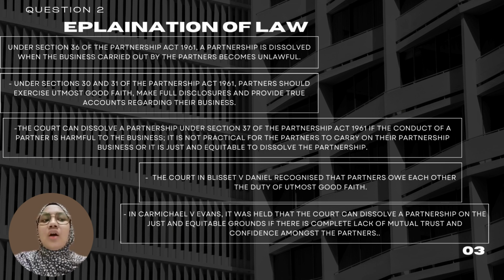Utmost good faith was provided in Blisset v. Daniel, while Carmichael v. Evans provided for dissolution of the partnership on the ground of just and equitable in cases where there is a total lack of trust and confidence between the partners.